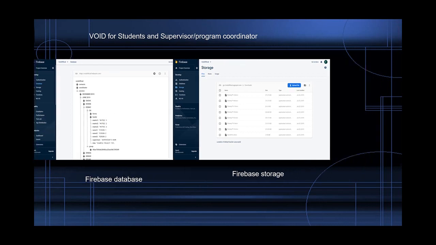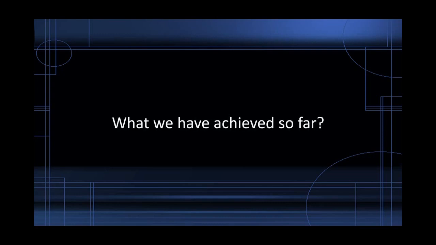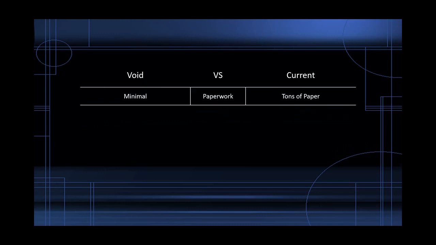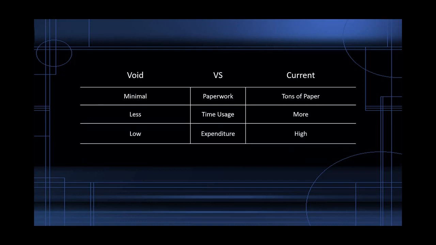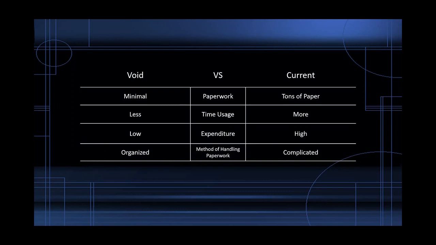All these features are useless if the end user doesn't like it. A post-test and a test run were conducted for students from the 2019 session. In short, the result shows that, comparing to the current conventional system, VOID uses minimal paperwork while the conventional has tons of paper wasted just to get the paperwork done. And VOID has an advantage, using less time compared to the current system. VOID uses very low expenditure compared to the current system, and lastly, VOID is more organized compared to the conventional method.